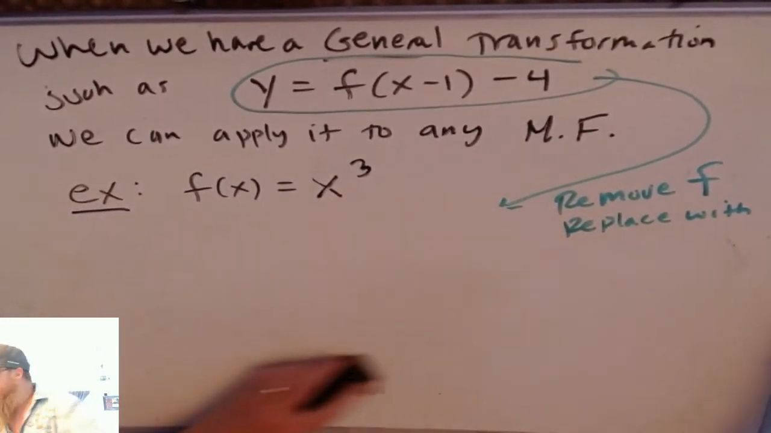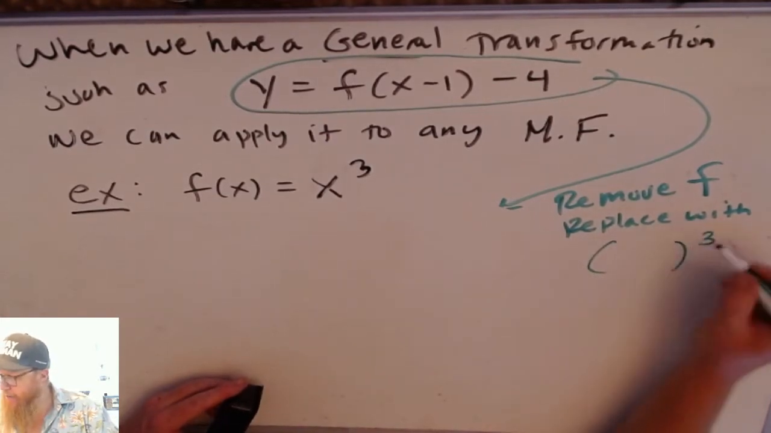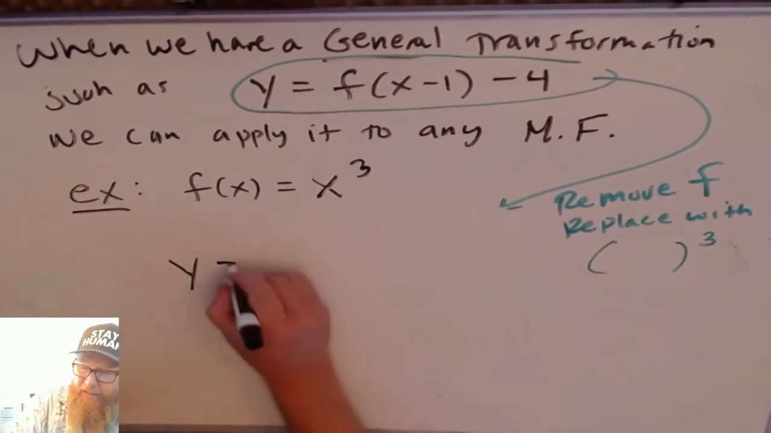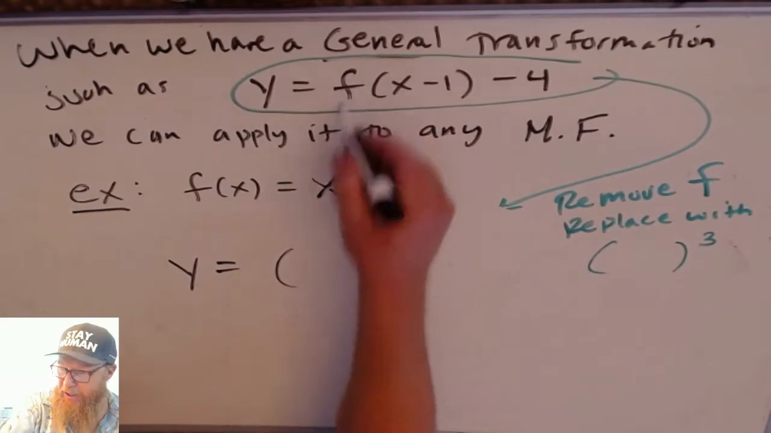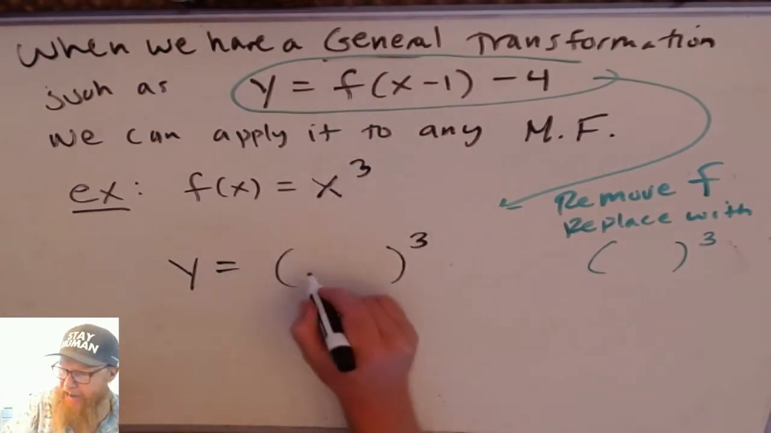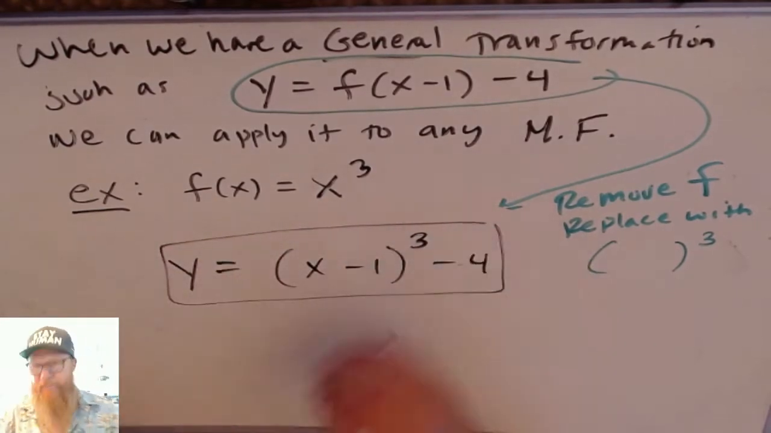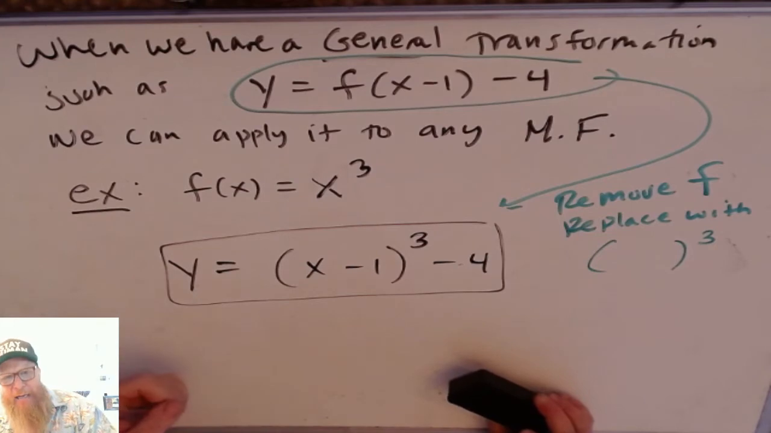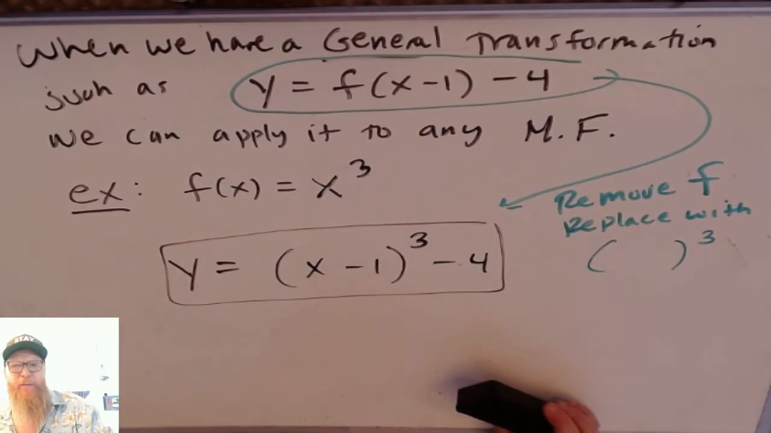All right. So remove f and replace with a cubic function. So my equation would be: remove the f, replace with a cube. Don't keep the f here, get rid of it. And there you go. For cubics and quadratics, we like to keep the parentheses. Everybody else, we pretty much get rid of the parentheses.